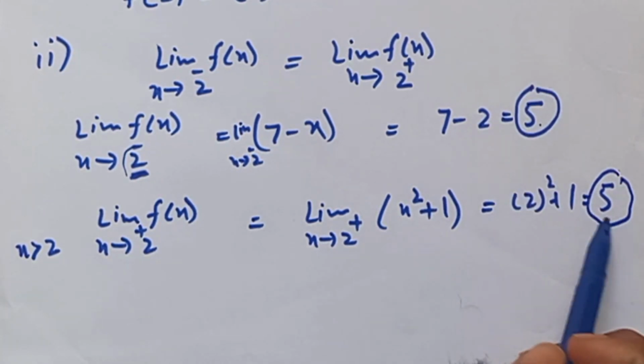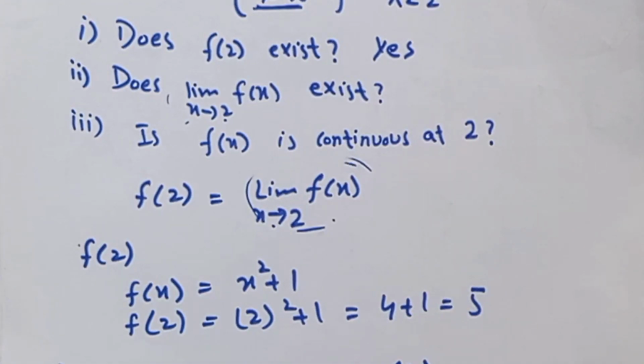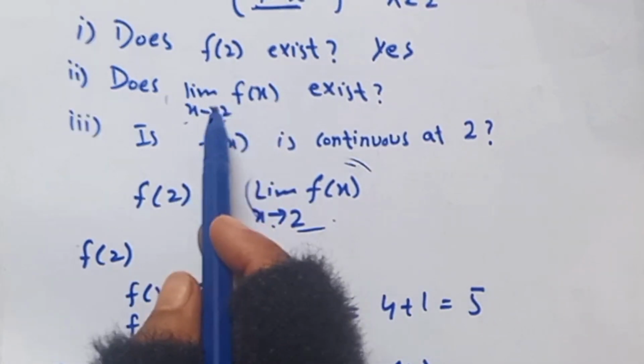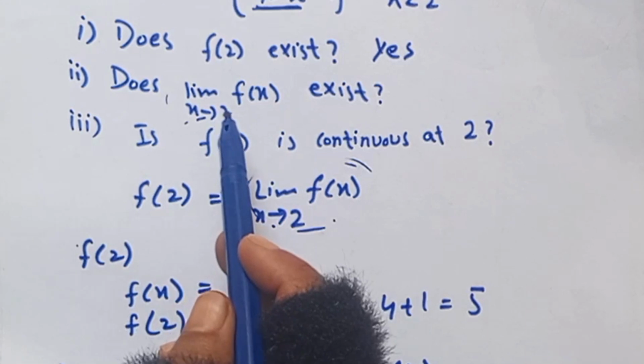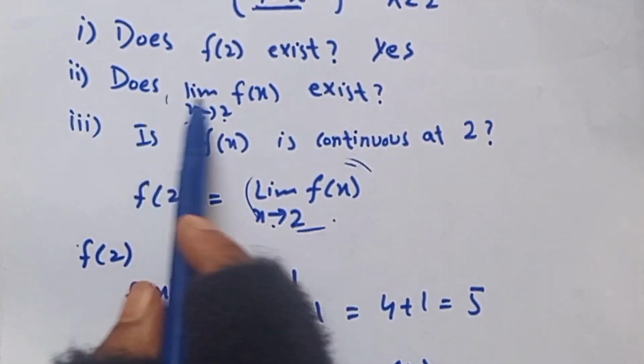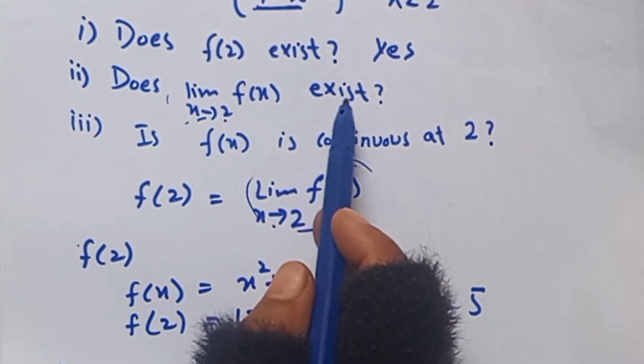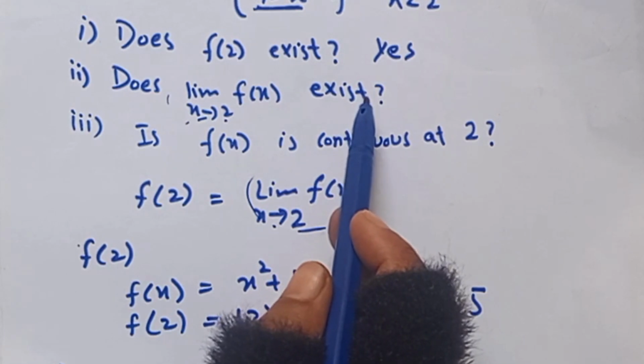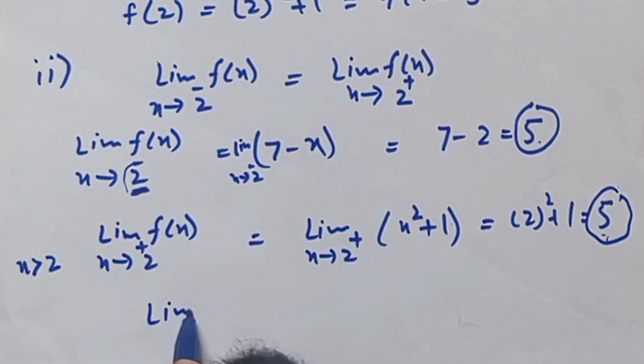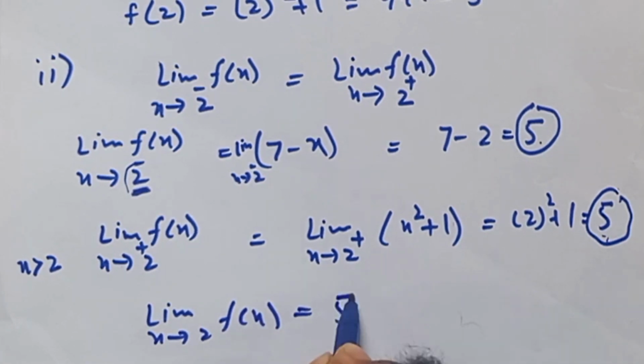So both are the same. So we can say that the limit of the function as x approaches 2 exists. And the answer of the limit as x approaches 2 of f of x is 5.